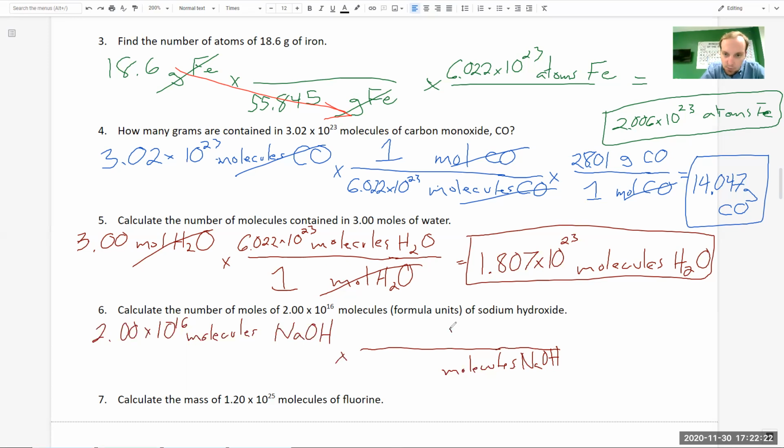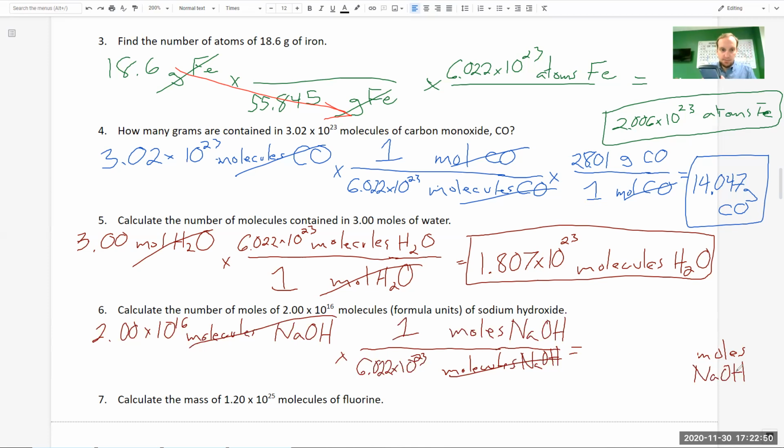Now, luckily, again, we know the number of moles per molecules because we did it on number 5, and it is a constant. It is Avogadro's number. So we know that for every 1 mole, it is 6.022 times 10 to the 23rd of anything. So molecules of sodium hydroxide will cancel out. We'll be left with moles of NaOH, sodium hydroxide.